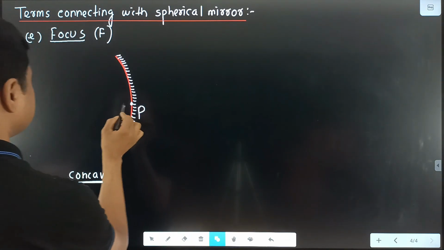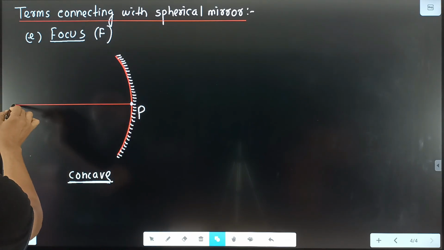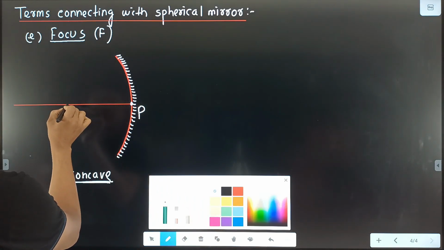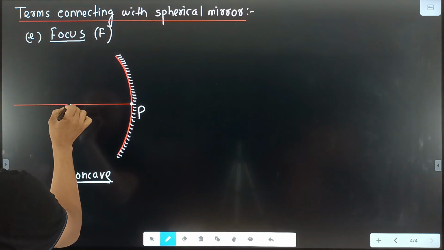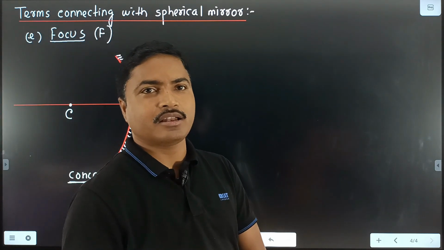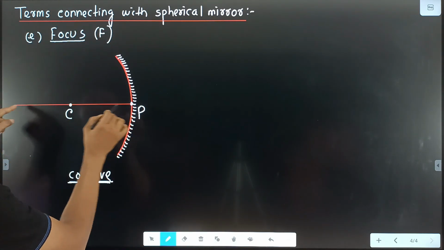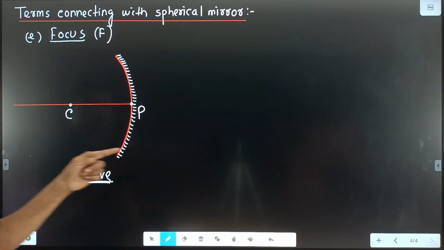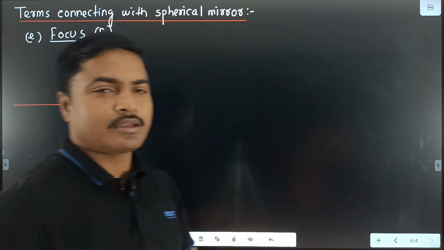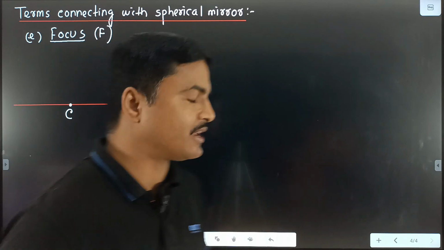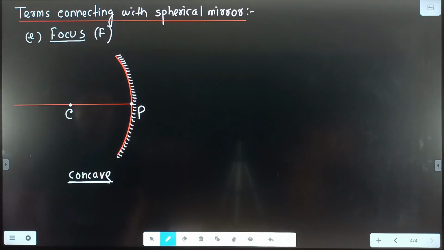For the pole we write P, and we draw a line passing through this pole. Suppose this point is the center, the center of curvature. Clear? This is the line passing through the center of curvature and the pole, and this line is known as the principal axis. Principal axis means the line passing through the center of curvature and pole of the spherical mirror.